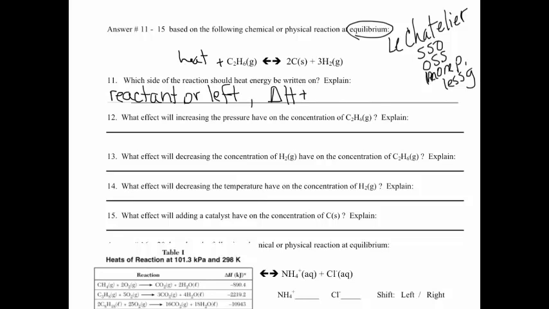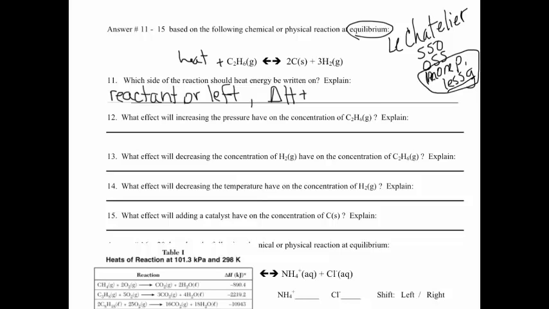Number 12, what effect will increasing the pressure have on the concentration of C2H6 gas? Okay, this is equilibrium. So when we're talking about pressure, we need to remember more P, less G. But you need to have at least one gas in your reaction for pressure to have any effect on it at all. You can see right away there's a gas and there's a gas. So we do have gases. And then to figure out which side has less gas, because that's the side that's going to increase when you have increased pressure, you just add up the coefficients of gases only on each side of the reaction.